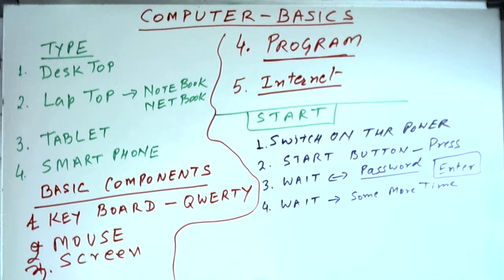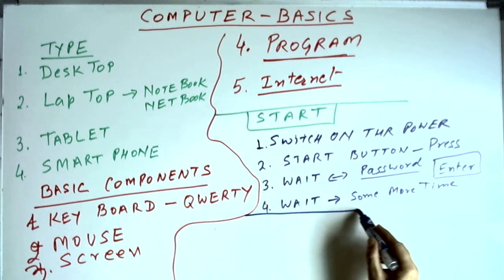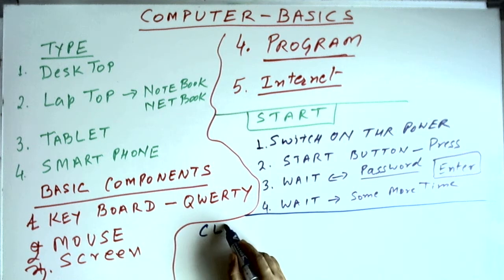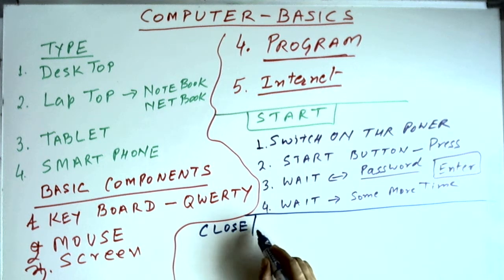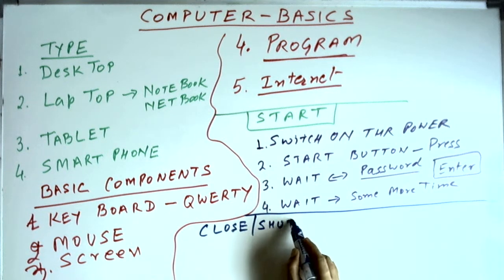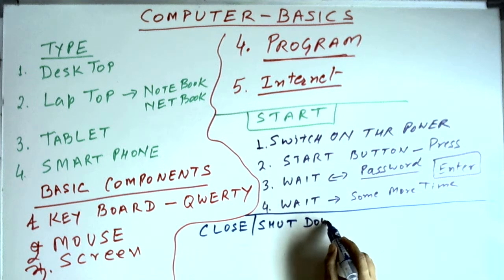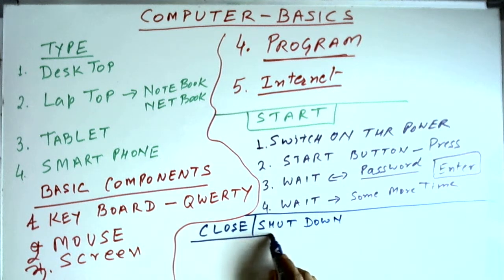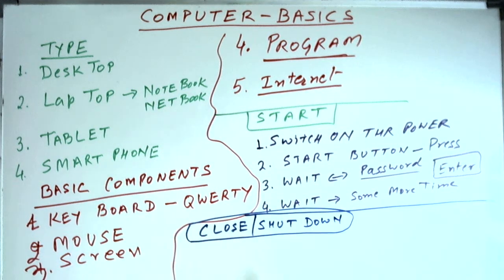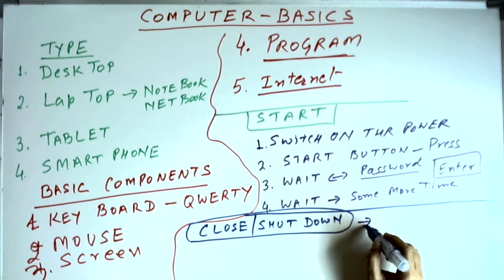Once you have finished your work, you need to learn how to shut down. So the fourth aspect which we are learning today is how to close the computer. The term used for this is shut down. Normally, when somebody is talking too much, we say shut up, but here what we say is shut down. So how do we shut down? First we will have to find where the shutdown option is.